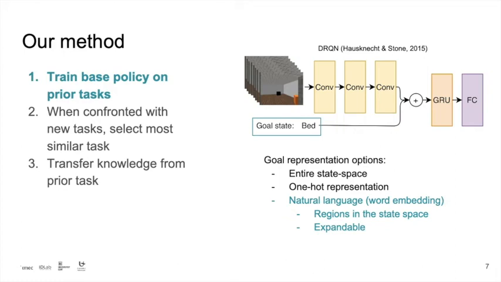In the first step, we train a base policy using a deep recurrent Q-network, and we combine this with the goal vector. For this goal vector, we had a few options to consider. We could use the entire state space, but it is a very difficult problem because it is very expressive. We could use a typically used one-hot representation. However, this does not allow us to add novel goals once the agent has been trained. So we decided to use natural language to encode the goal. We took a pre-trained word embedding. This allows us to express the goal as a region in the state space, and it is also expandable. We're able to express novel goals that don't need to be specified in advance.